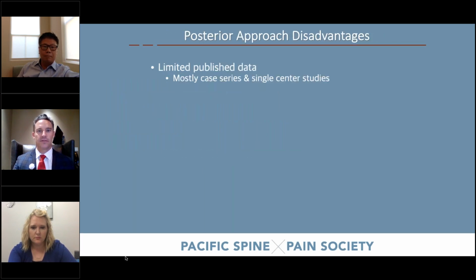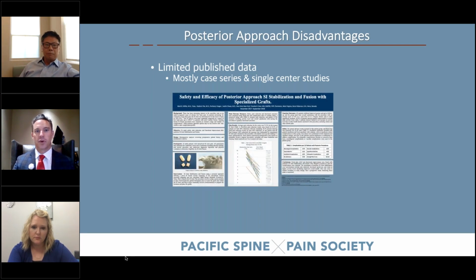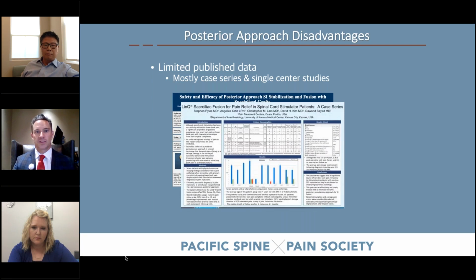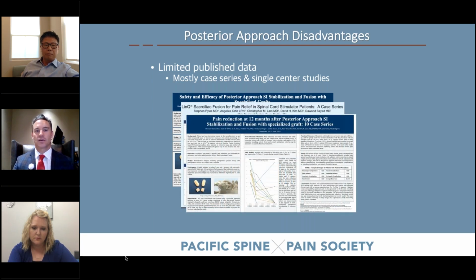The disadvantage of the posterior approach is that we have very limited data on this. There's no prospective studies. If you click, you'll see that there are several posters, click again, that have been presented at some of our society meetings. These are all retrospective analysis and nothing prospective. But right now, I believe that several of the companies are looking at doing prospective multi-center studies underway. So hopefully that will give us some future insight on how advantageous this approach may be. Next slide.